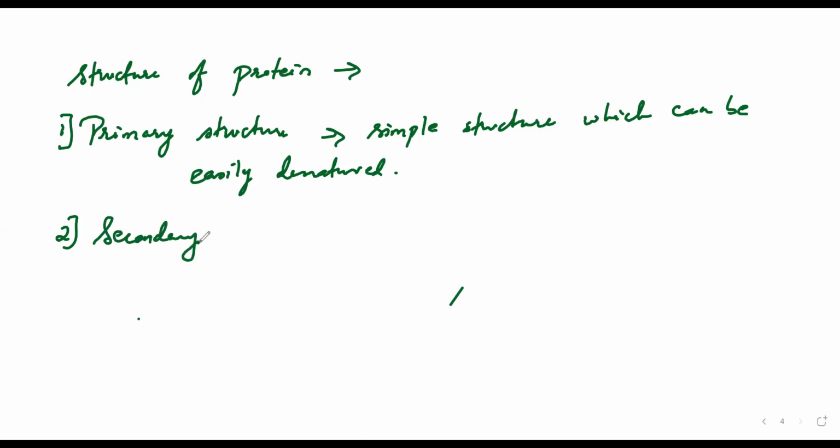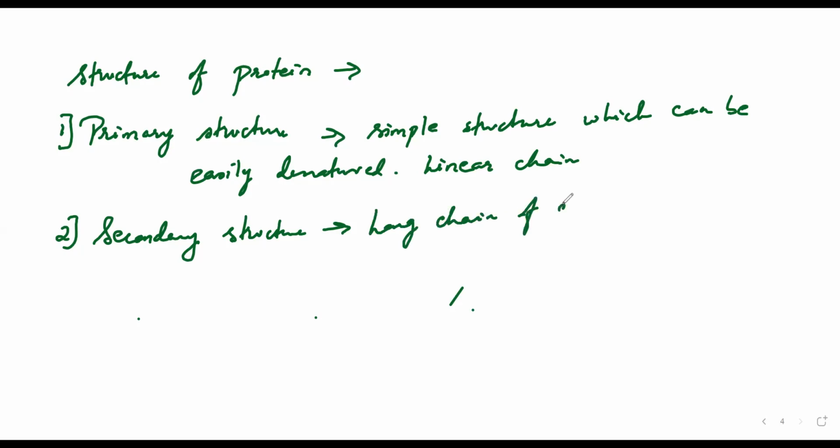Next is the secondary structure. When you go further towards the structure, it becomes a little more complicated and the denaturation process becomes a little harder. In the primary structure, it will be mostly linear sequence, linear chains, so easily it can be denatured. But when it comes to the secondary structure, whatever long chain of amino acids are there, they will become more coiled or looped or folded. Hence the structure is called the secondary structure.